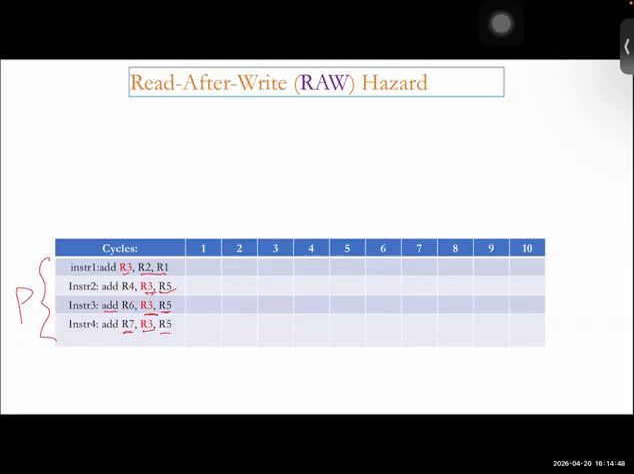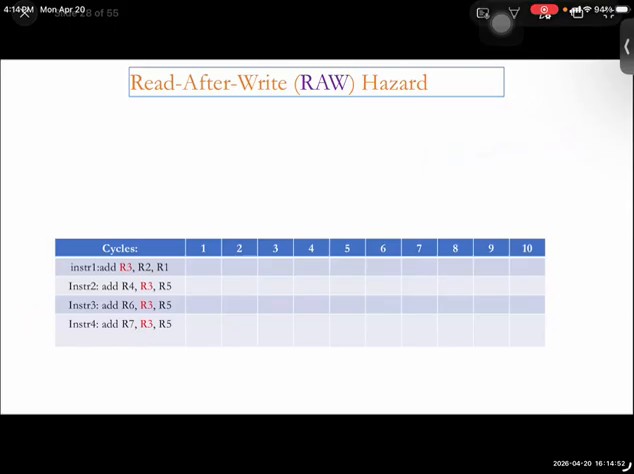So the source operands are read from the register file, and the result is written into the destination, which is also in the register file. So here is the question: are there any dependencies in this instruction sequence? Can you please address the dependencies?